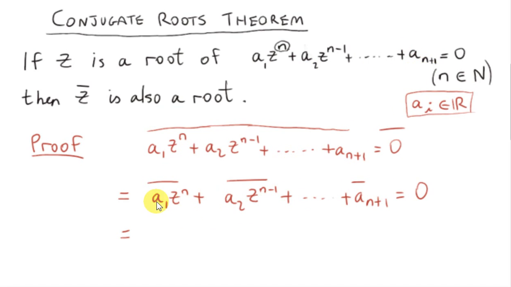Okay, so that's just a property, and then we can apply the other property, which says that the conjugate of a product is the product of the conjugates. So we can write this term like this, but the conjugate of a1 is just a1, since a1 is a real number. Actually I should have shown this, we just take the conjugate over each term in the product. And this is similar. We have the conjugate of a2 times the conjugate of z to the power of n minus 1. But the conjugate of a2 is just a2, since a2 is a real number. And since a n plus 1 is a real number, its conjugate is just itself. The conjugate of 0 is 0.